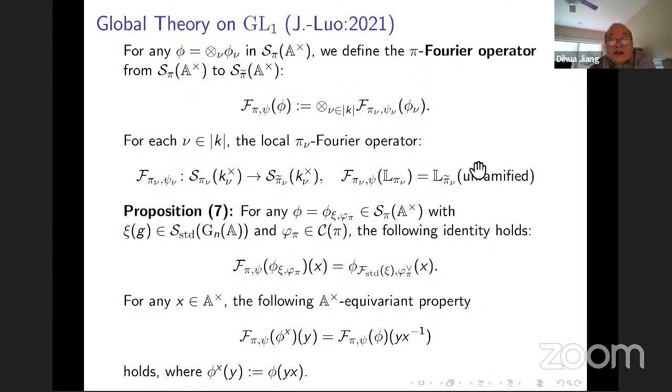Once you have this, you take a global Fourier transform. Again, when you take this, you don't need to assume this pi is automorphic. I just formally define this. And then we show that this Fourier transform takes the basic function to the basic function. And so for these, you can define the Fourier transform in the global setting. So this is the global setting. And then you verify the equivariance property under the action of A cross.